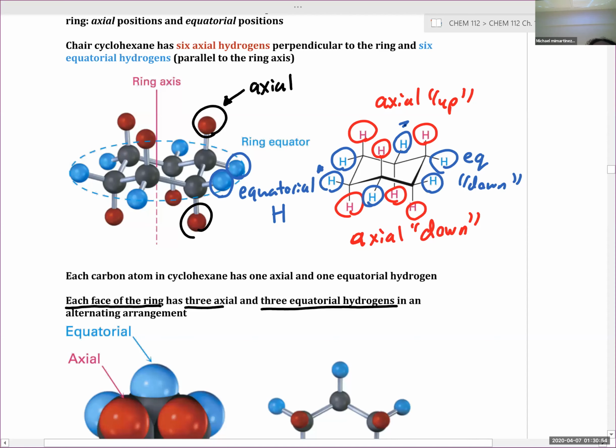So I'm going to put a star next to them. And these hydrogens are equatorial. So let's focus specifically on the hydrogens with the star next to them. Are they pointing up or are they pointing down? Yep, I see a lot of people saying up. So these are equatorial, pointing up. Okay, so this is really important. Half of our axial hydrogens are pointing up, half of them are pointing down. Half of our equatorial hydrogens are pointing up, half of them are pointing down. Okay, perfect.